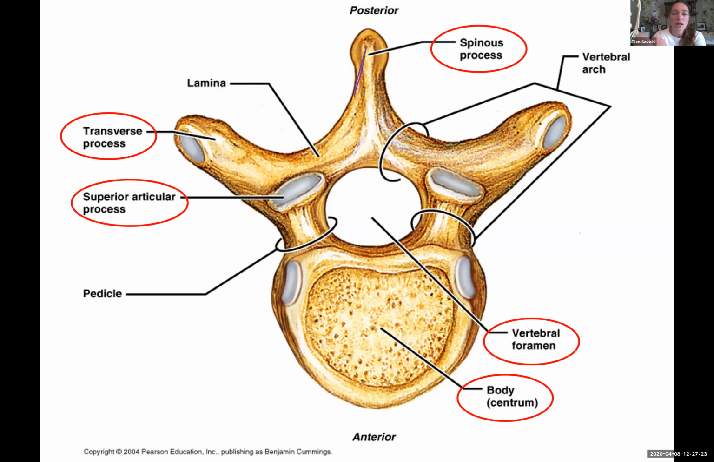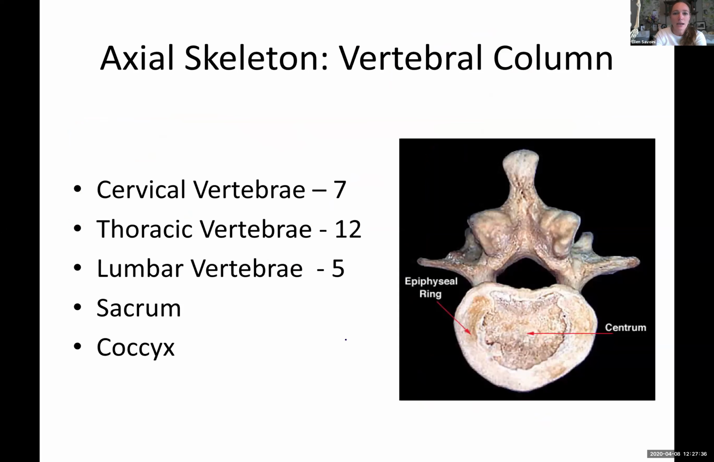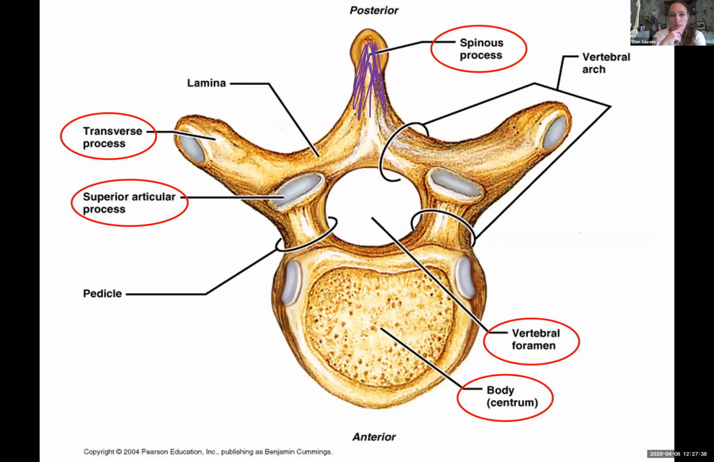The spinous process is the part where, if you're going to run your fingers down someone's center of their back, if you stand behind them and you run your fingers and feel all the bumps around their back, that's the spinous process. The portion that wings out to the side is the transverse process, because that means it's going to the side.